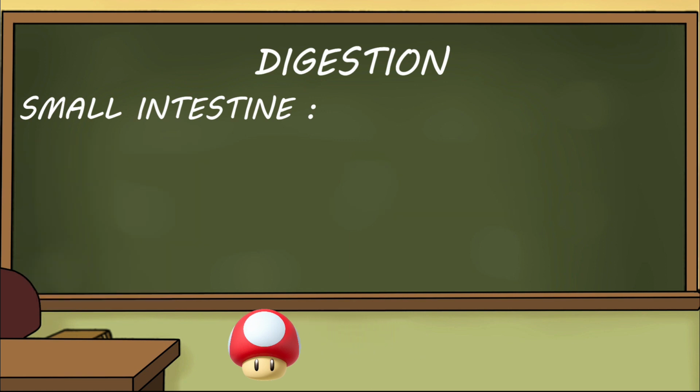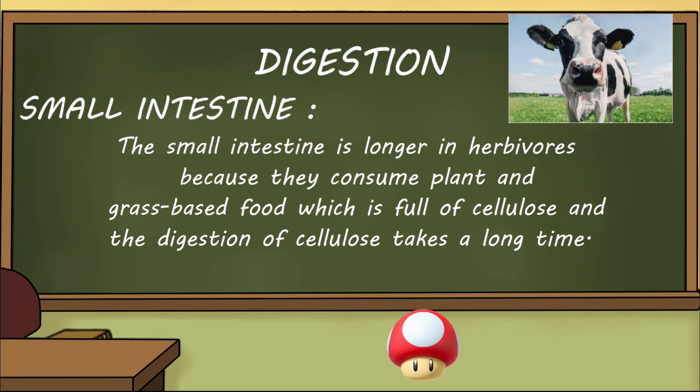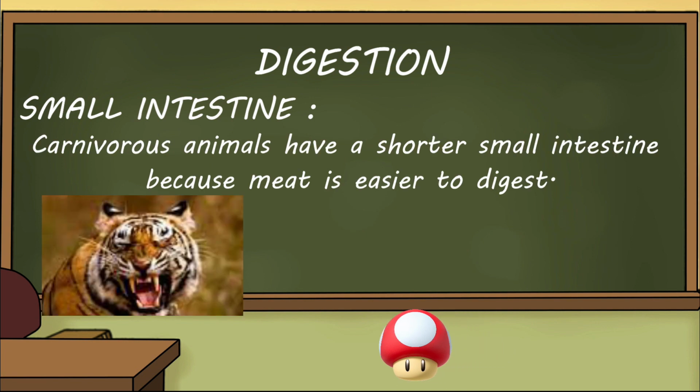Now let's discuss the size of the small intestine in different animals. The small intestine is longer in herbivores because they consume plant and grass based food which is full of cellulose, and the digestion of cellulose takes a long time. Therefore, herbivores need a longer small intestine to allow cellulose to be digested, as taken from green plants. Carnivorous animals have a shorter small intestine because meat is easier to digest.